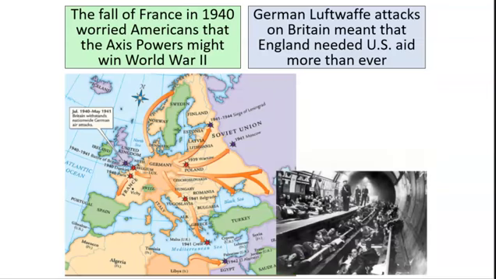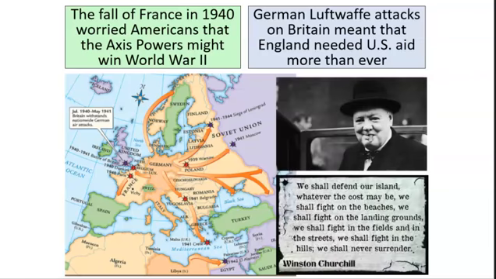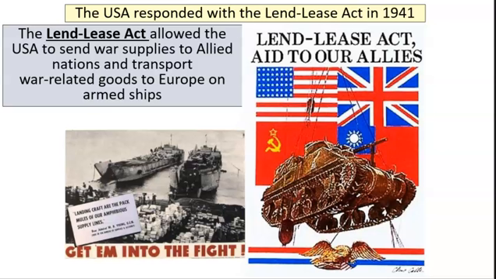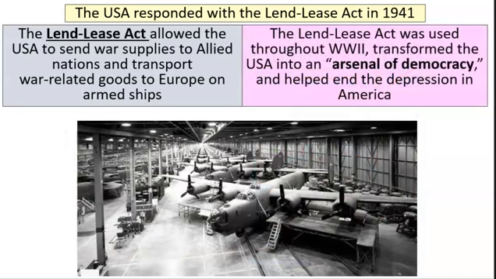And so we go, look, we've got to help our friends. And so we respond in early 1941 with what's called the Lend-Lease Act. The Lend-Lease Act is something that you need to know, and what it does is allow the United States to send war supplies to our allied nations and to transport war-related goods on armed ships. This is a big change from the Neutrality Acts from before. And this makes the United States into what is called the arsenal of democracy. That's a phrase you're going to need to know.